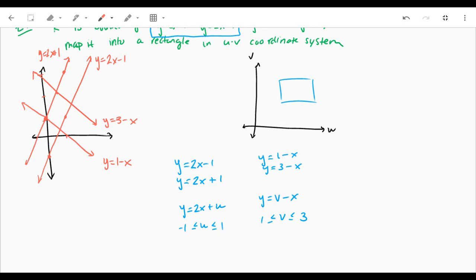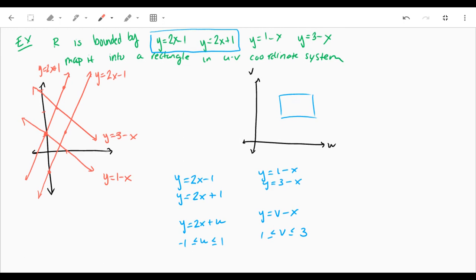Okay, I had to stop that previous video. I kind of got lost in what I was doing, and I had to reread the question. They actually want you to map from this rectangle in the UV plane to the XY plane. Okay, and I got stuck because I was trying to do something different here.